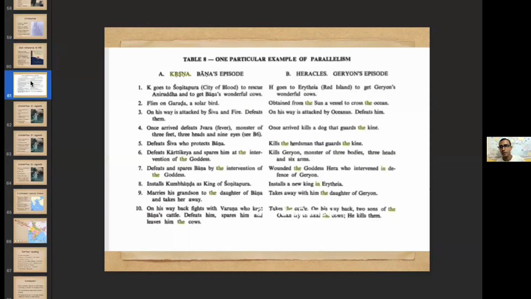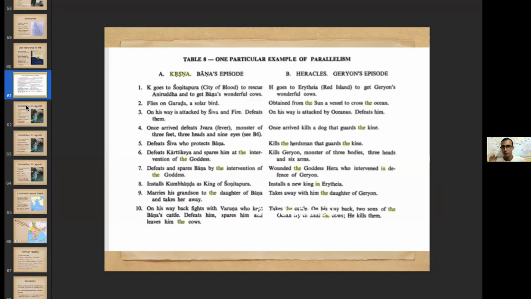So basically, you can see that when you compare parallelism, this is from the famous book Krishna Cycle in the Puranas, all rights reserved to the author. So he actually gives a very interesting comparison between the story of Krishna with respect to Banasura and in Heracles with respect to Geryon's episode. There are too many similarities. I'm not going to go into depth of it.